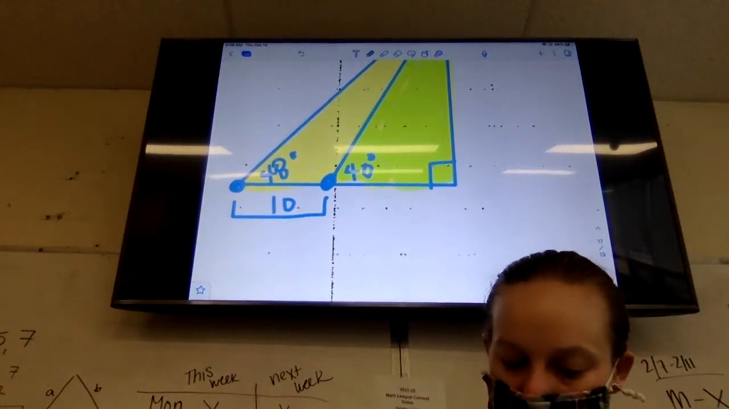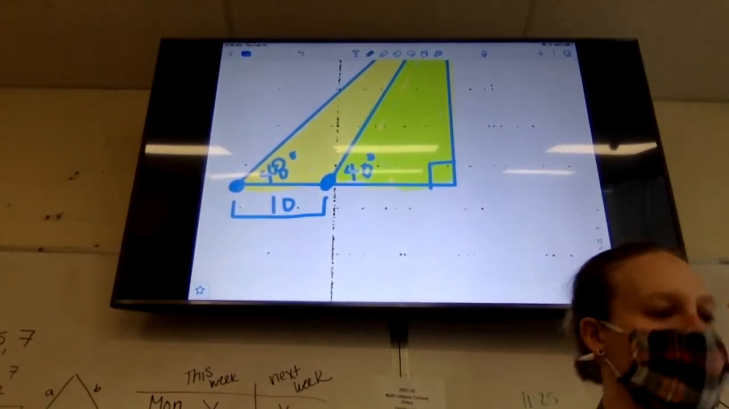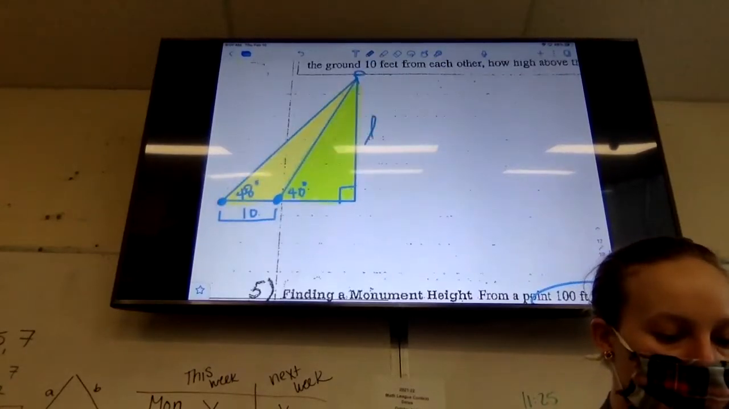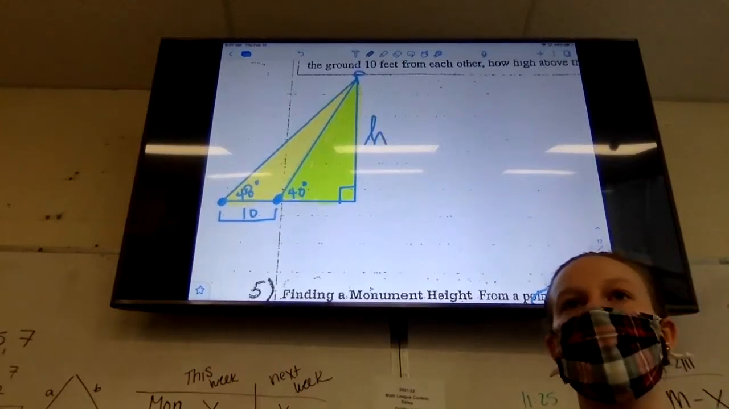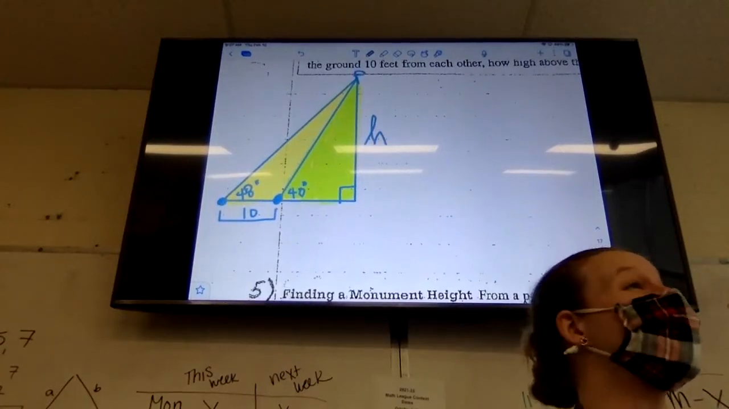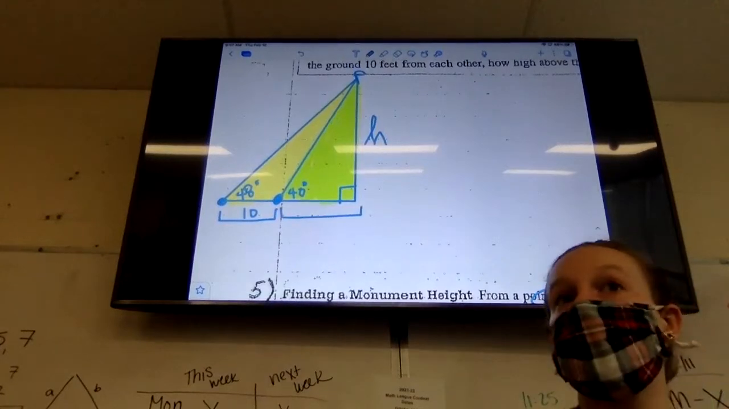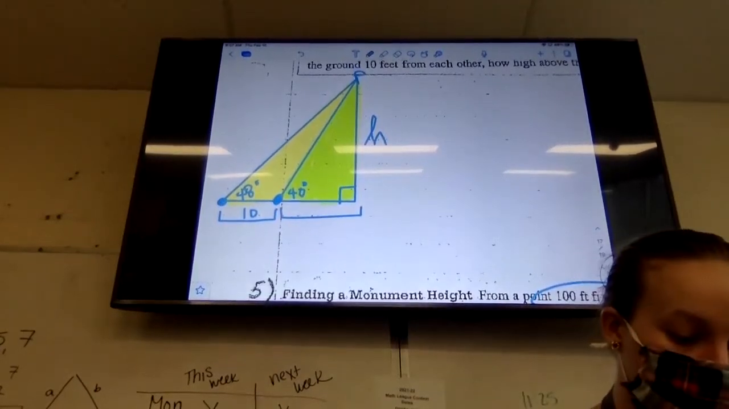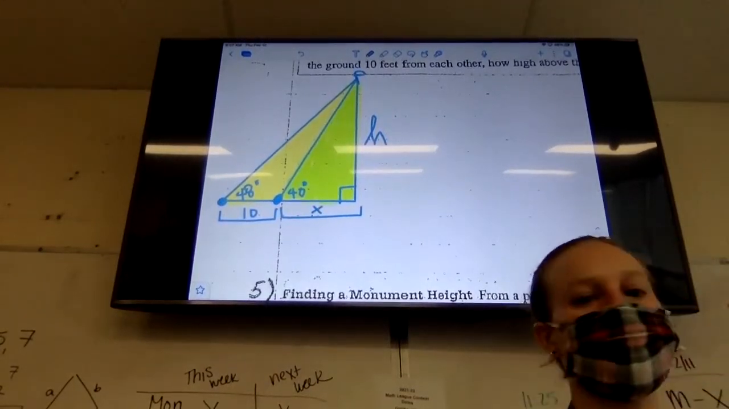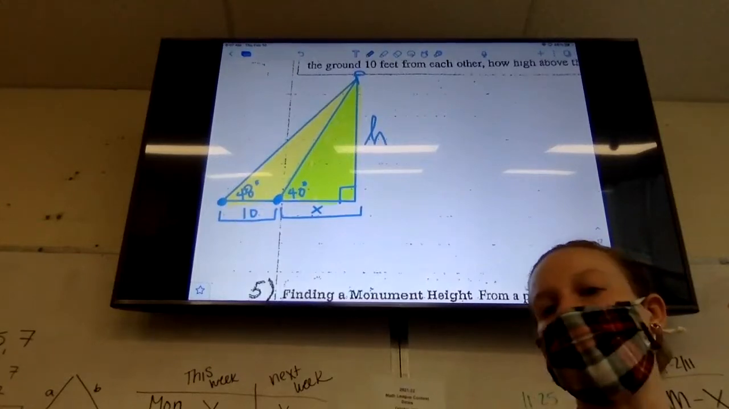We want to know how high above the ground the penguin is, okay? So I'm going to use an H to represent that. I'm also going to argue that we need to put a variable between 40 and the perpendicular because we're going to need at least a place filler there. I'm going to put X there. You can label your variables however you want.